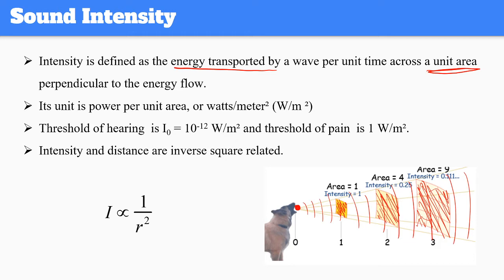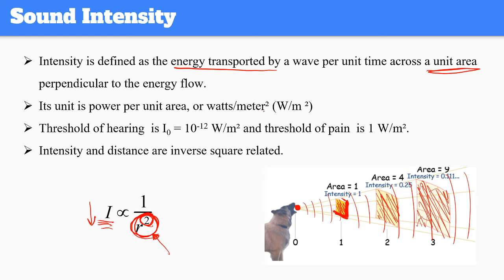An area is a two-dimensional thing, so it's changing in two axes, x and y. That means the area is changing with r squared. And intensity is given by I. As you go farther and farther away, as r increases, your intensity is getting less, and your area is increasing with the square. So that means intensity will decrease by the square of the distance.